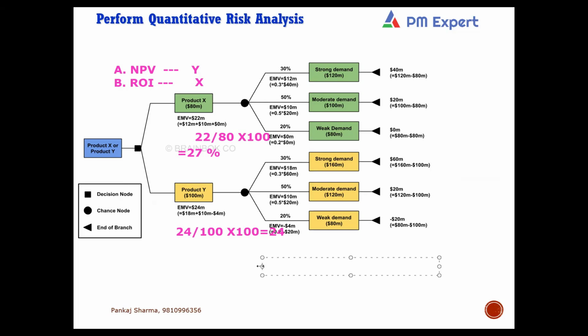I'll tell you. First of all, we have to understand what is the meaning of EMV. EMV is simply any value multiplied by probability of success. Anything which is not guaranteed, we do EMV for it. So EMV can be for NPV, and EMV can be for ROI. Now, if I have to calculate EMV for NPV, what is that here?